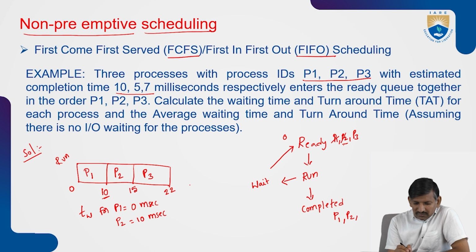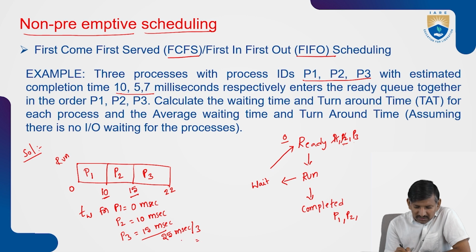Next, P3. P3 enters the ready state at time 0. It is scheduled for execution, entering the running state, at the 15th millisecond. So how much time is it waiting in the ready state? 0 to 15 milliseconds. So the waiting time for process P3 is 15 milliseconds. So what is the average waiting time? 0 plus 10 plus 15 by 3, total 25 milliseconds by 3. That means 8.33 milliseconds average waiting time.